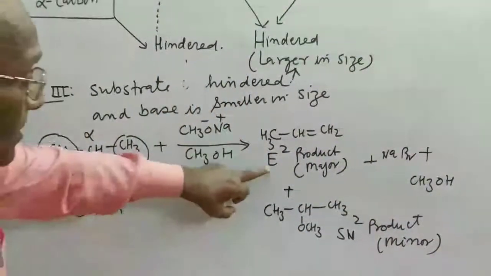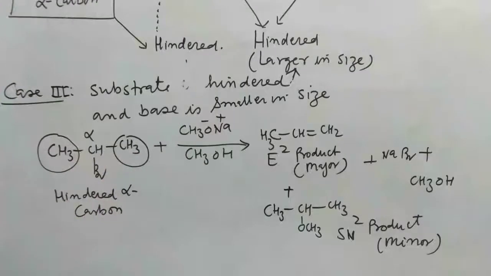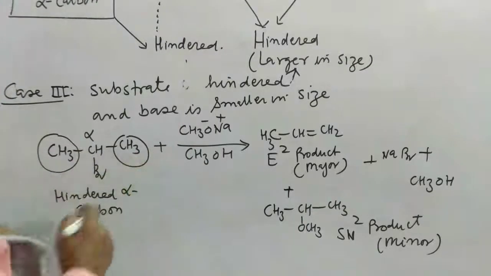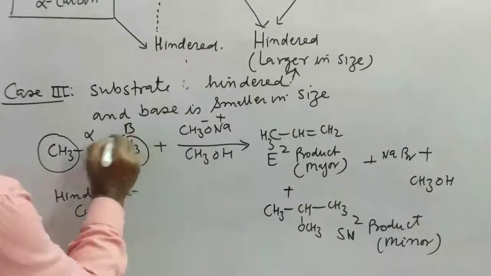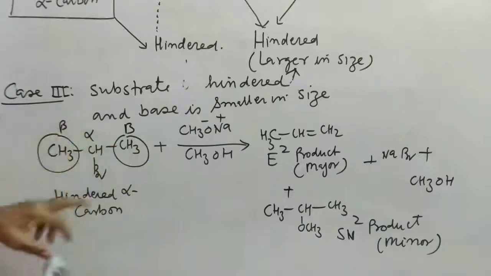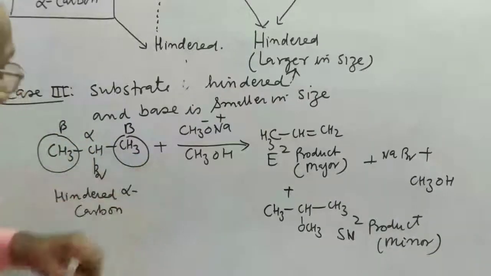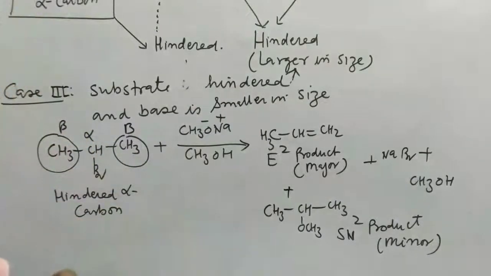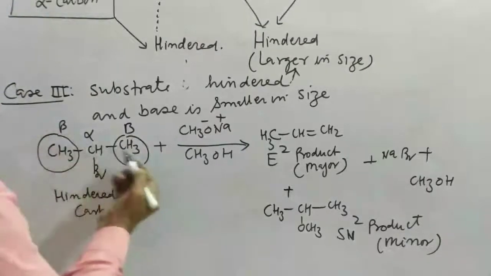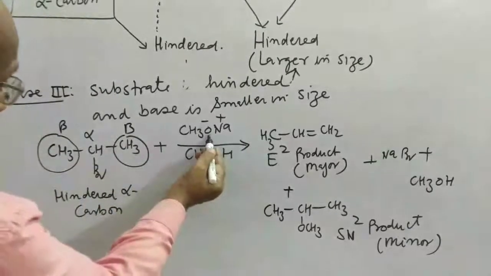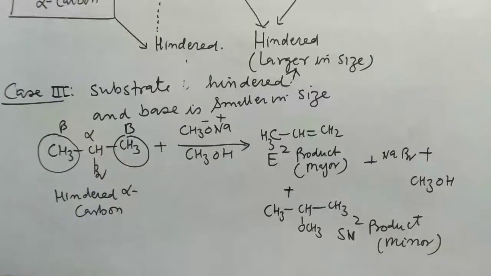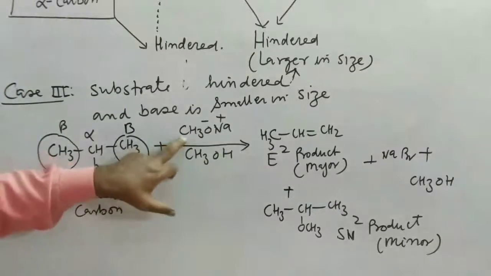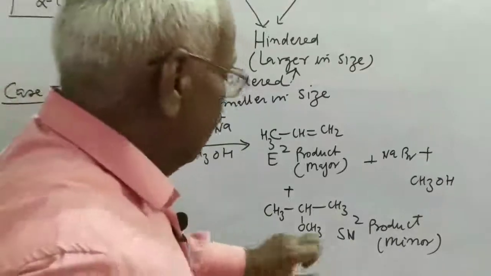The E2 is major because the beta proton is easily available. This is beta proton, this is beta proton, easily available. But in case of SN2 reaction, the backside attack by the methoxide base is not possible or hindered. The backside attack by the methoxide ion is hindered, so it gives the minor product.